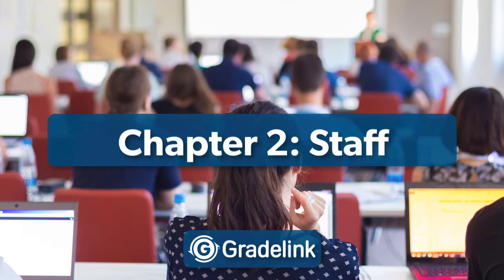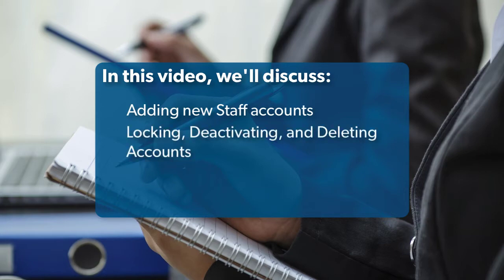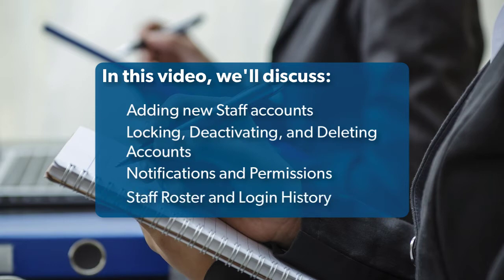In this video, we'll be going over how to manage staff in GradeLink. We'll start by going over how to add new staff accounts, including which information is required and which is optional. Once that's done, we'll go over restricting account access by locking, deactivating, and deleting accounts. We'll briefly take a look at notifications and permissions, and finally, we'll wrap up the video by looking at the staff roster and staff login history.